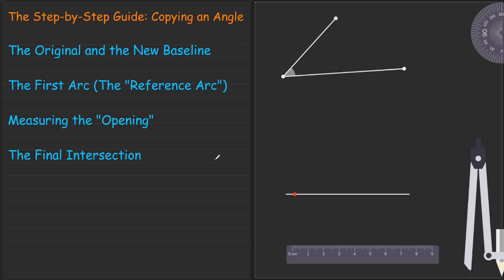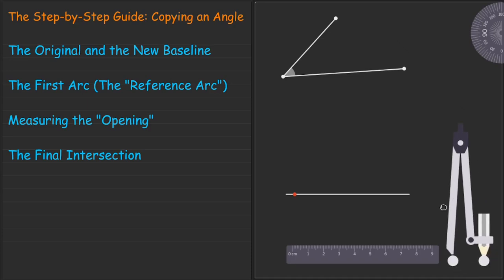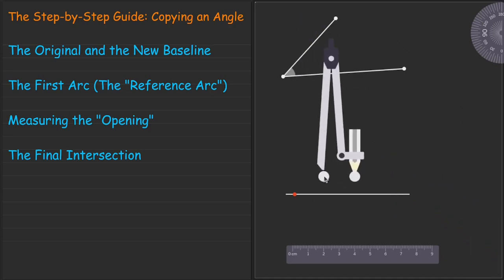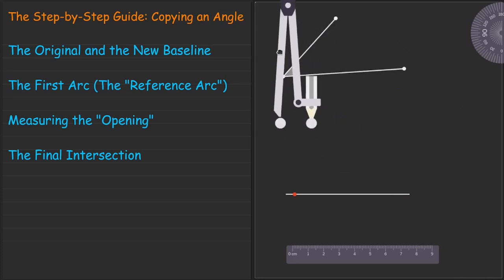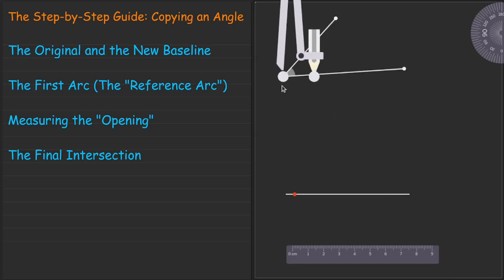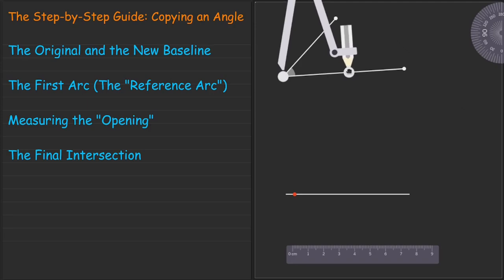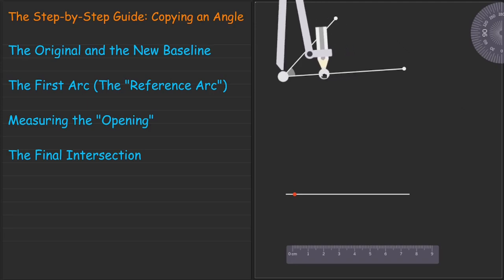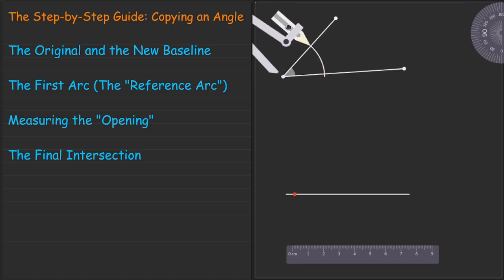The next instruction says we should get the first arc. The first arc here is normally called the reference arc. How do we get our first arc, which we call the reference arc? You take your compass and pin at this point over here, the vertex of the previous angle. Then you open the compass to an appreciable length. I'm just going to open it to this length, and then you draw an arc.